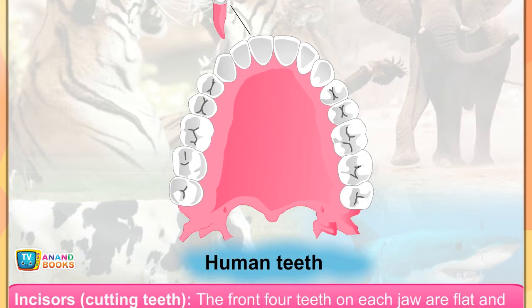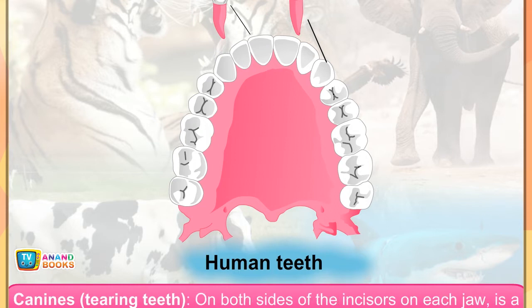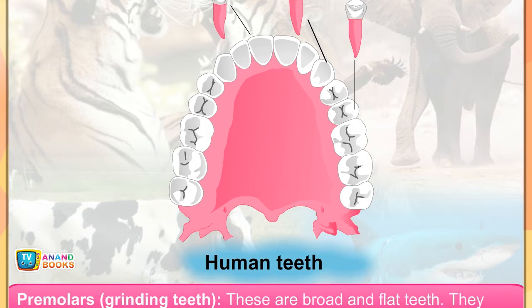Incisors, cutting teeth. The front 4 teeth on each jaw are flat and have a sharp edge. They are used to bite or cut food into small pieces. Canines, tearing teeth. On both sides of the incisors, on each jaw, is a sharp pointed tooth called the canine. Canines are used to tear food.